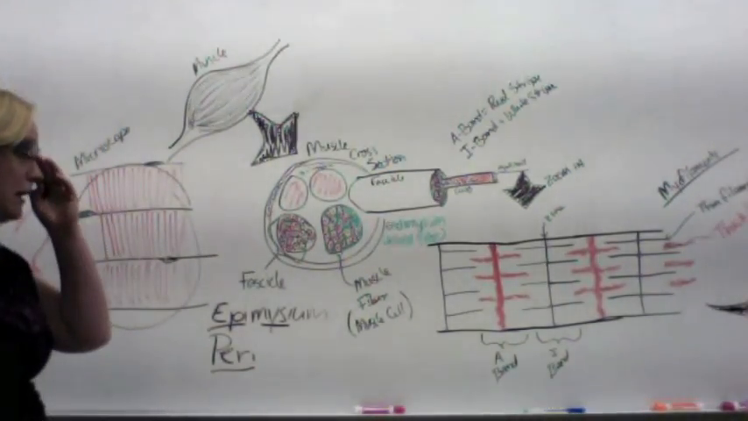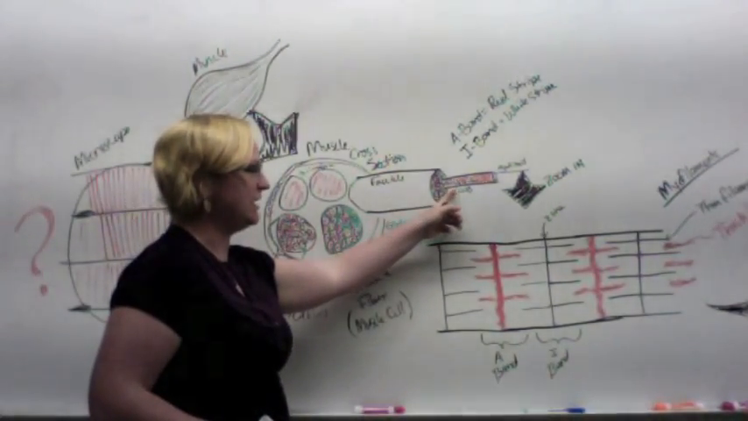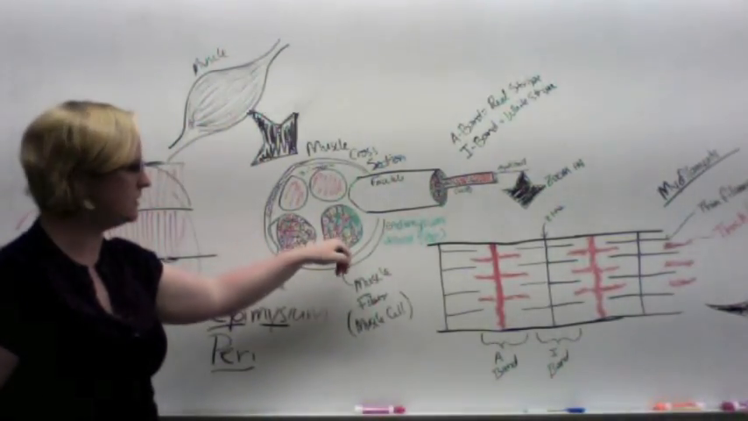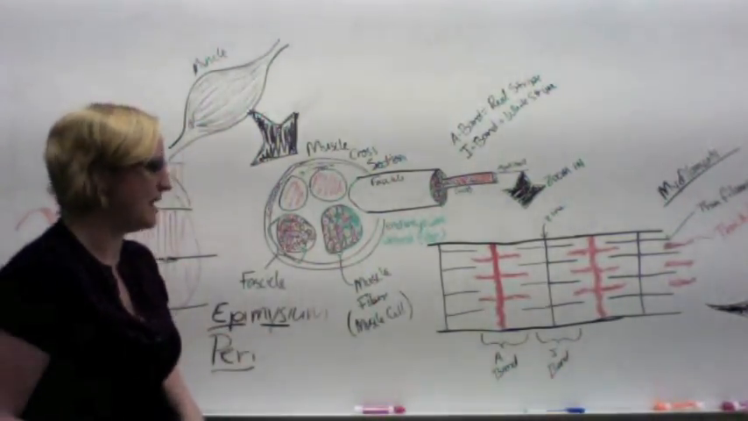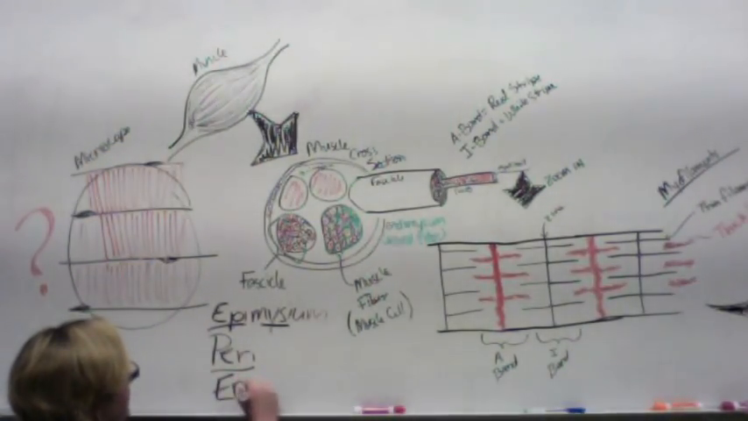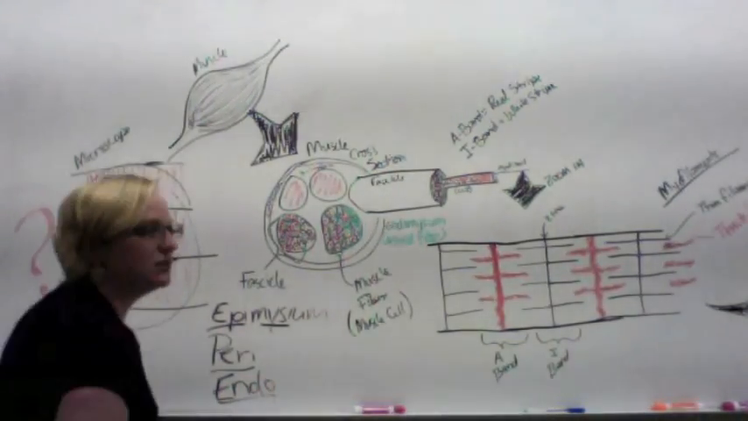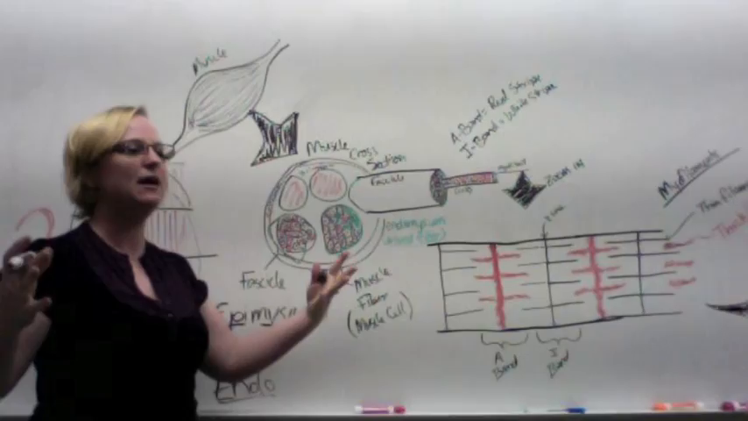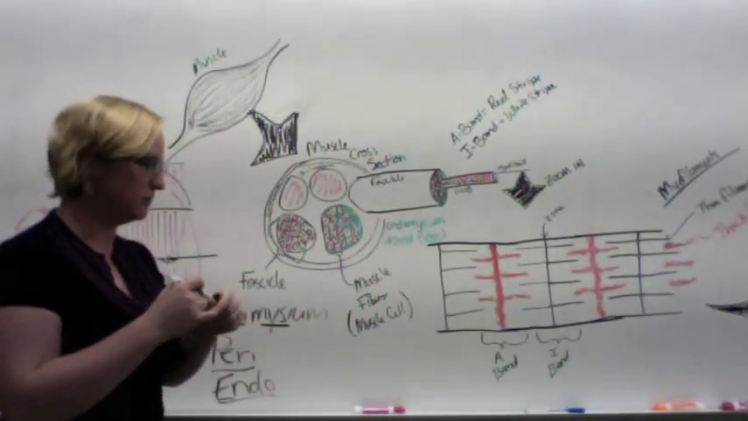Okay. Lastly, we have that layer of connective tissue surrounding each and every individual muscle fiber. So you can see here it's colored in green for emphasis around each muscle fiber. And that is, surprise, the endomysium. Because remember, endo means the most inside. So epi is the outside, peri is some kind of intermediate, endo is the most inside.